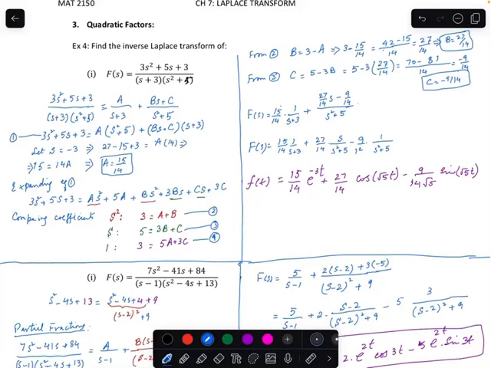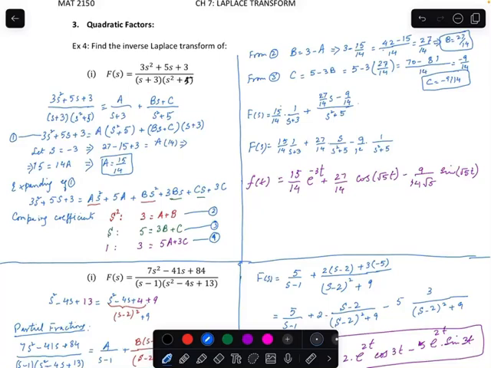This is video 3 for section 7.4. In the last video, we saw an example where we had linear factors in the denominator. In one example, we had different linear factors. In the second, some of them were repeating. Now we will look at examples with quadratic factors in the denominator.